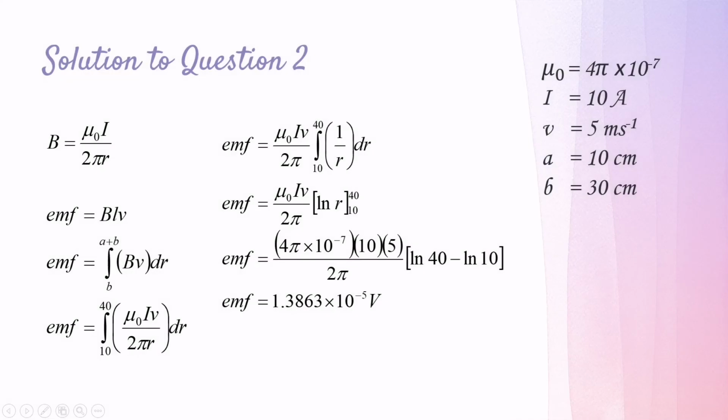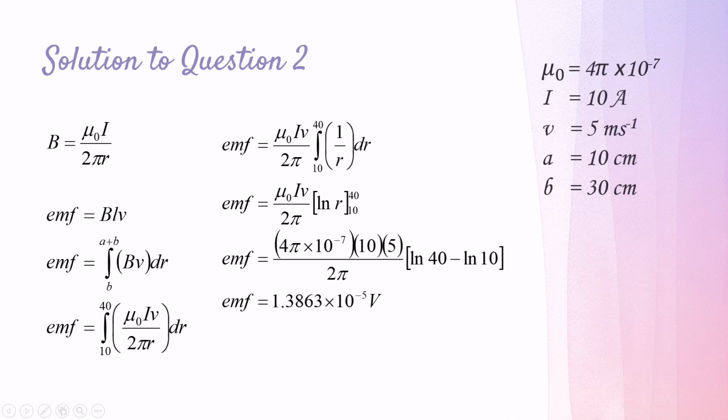Solution to question 2. The values given in the question are stated at the right side. And then the magnetic flux density formula is given, as well as the electromotive force induced formula. In the electromotive force induced formula, the length will be replaced by the integration from the shortest distance of the metal rod to the current source, to the furthest distance of the metal rod to the current source.